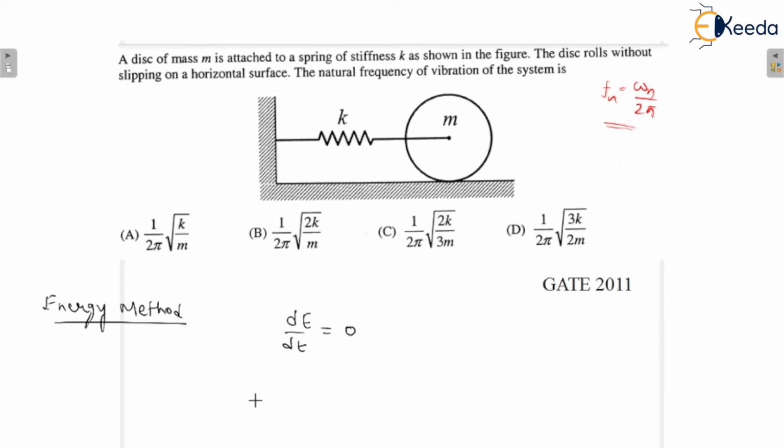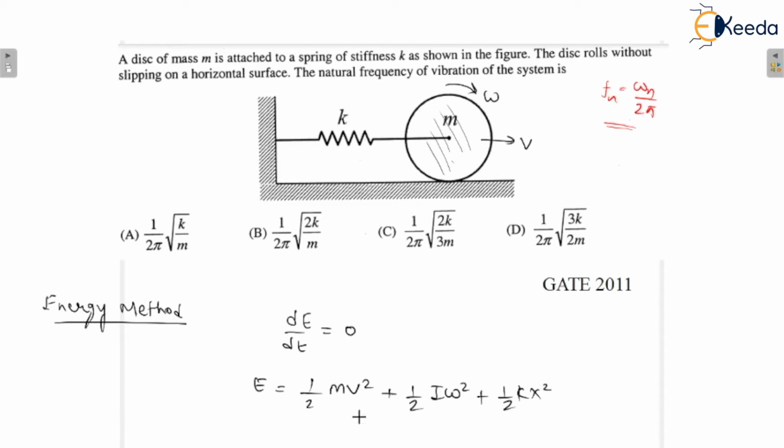So what is the energy equation? Basically E is equal to, you can see there is a disk. This disk is going to roll, so it has linear velocity as well as angular velocity, and there is also the potential energy of the spring. So there are three types of energy. One is half mv square, second is half I omega square, that is the rotational kinetic energy of the disk, and the third is half kx square, that is the potential energy of the spring. Now dE upon dt equal to 0.